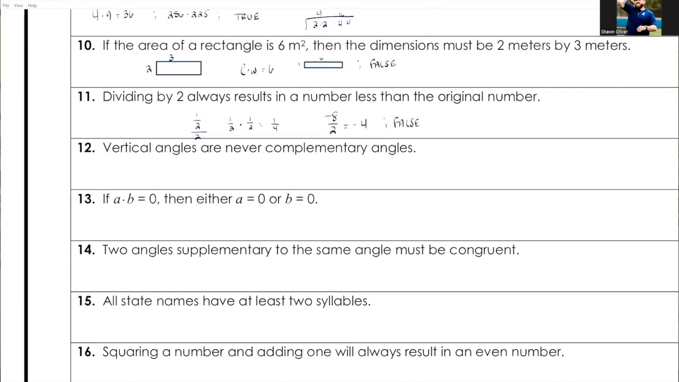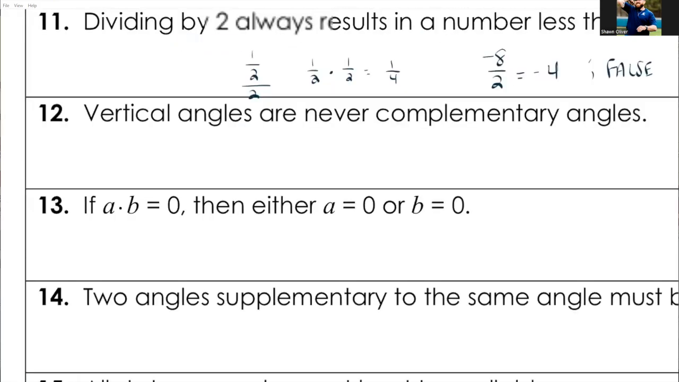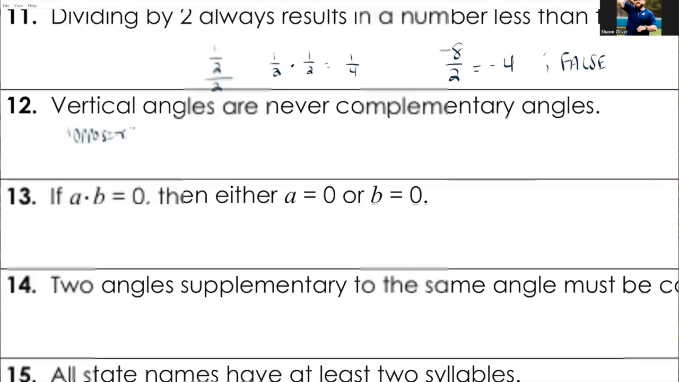So we talked about this last unit, vertical angles. What are vertical angles? The ones that go up and down. They're opposite. They're across from each other. Good. Vertical angles are never complementary. What's meant to be complementary? Their sum is 90.